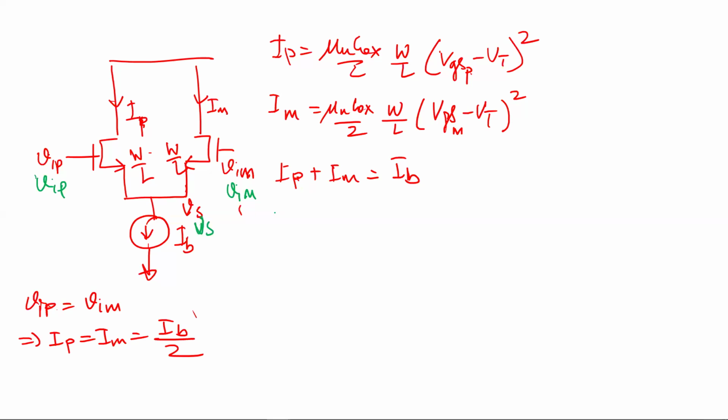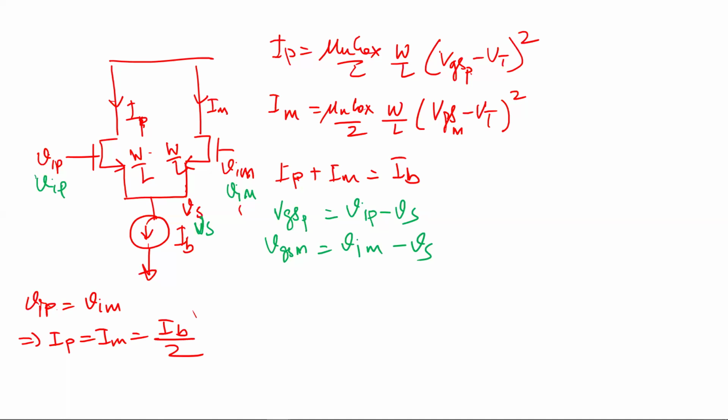So what's VGSP? VIP minus VS. What is VGSM? VIM minus VS. And what's the condition? That VIP equals VIM, because these two are the same voltage. If VIP equals VIM, then VGSP is equal to VGSM, because VS is the same node, right? It's the same node which is shared by the two. Then VGSP is VGSM, then IP plus IM has to be IB by 2, because this is just 2 times IP or IM equals IB.